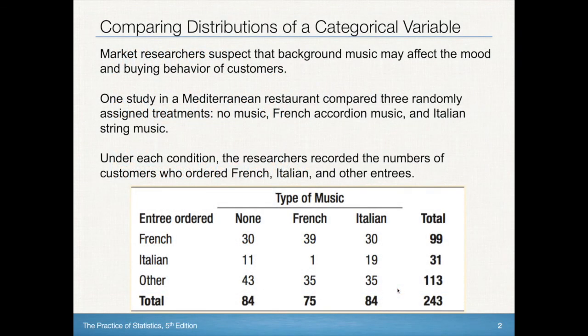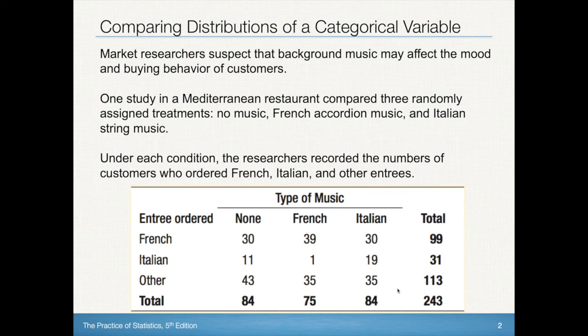So let's take a look at a classic example here. We have a restaurant that believes that the background music affects the actual entree that the customers are ordering. And so you can see that we have three types of music. We either have no music, French music, and Italian music in the columns, and then in the rows we have the different entrees that are ordered. We can tell from the raw scores alone that with French music there was only one Italian entree ordered. So that does suggest that maybe there's a relationship there, but we don't know for sure.